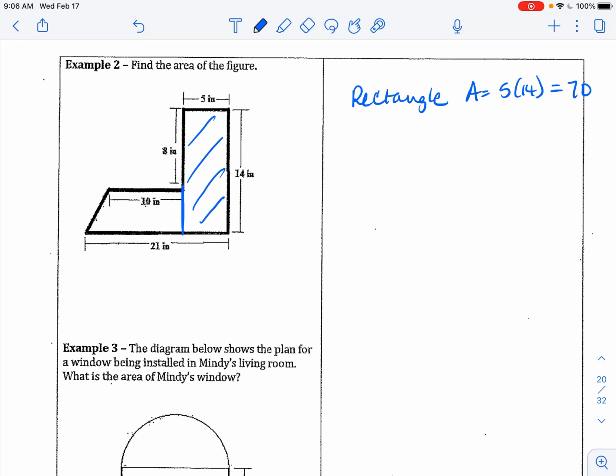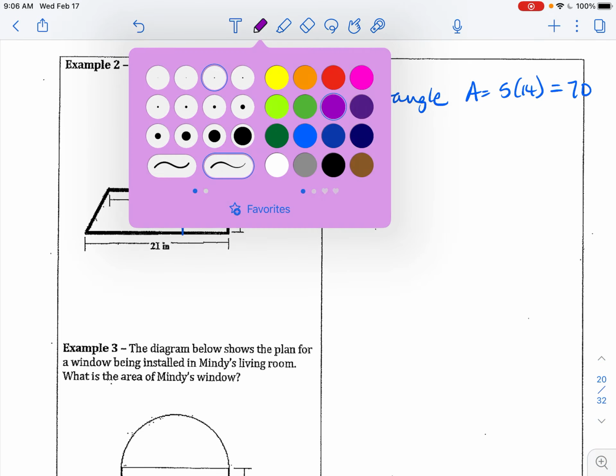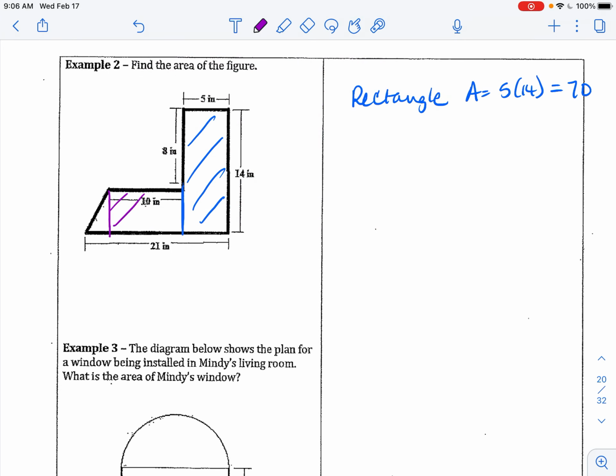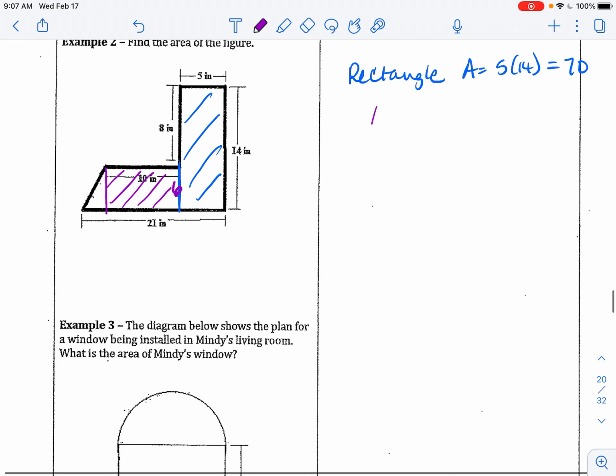Okay, and now I can also make a rectangle right here, and I'll make that in purple. So we know that the length of this rectangle is 10. We need to find the height of this rectangle. If the whole thing is 14 and this section here is 8, that means this piece right here is going to be 6, because 6 plus 8 is equal to 14. Now I can figure out the area of this guy. So this is my second rectangle, and that is length times width, so 10 times 6, and that guy is 60.